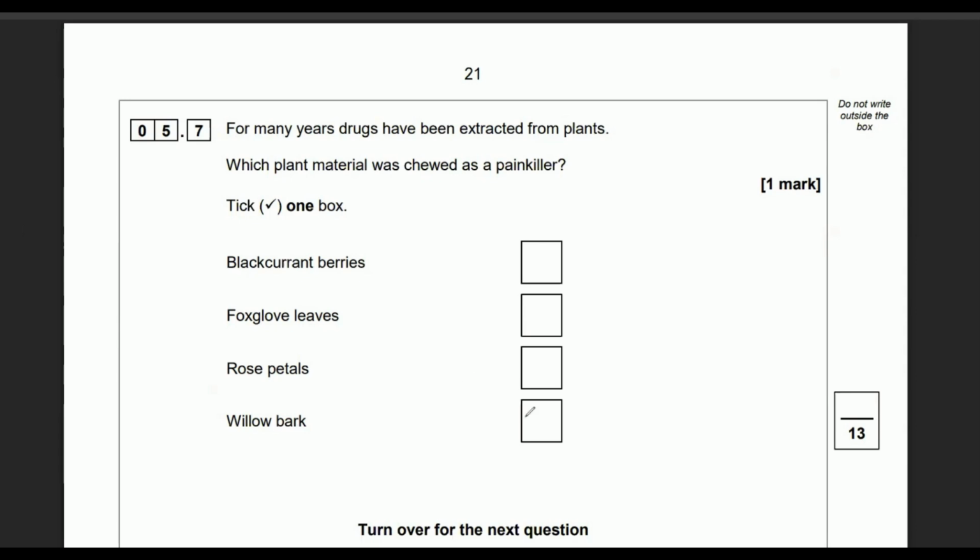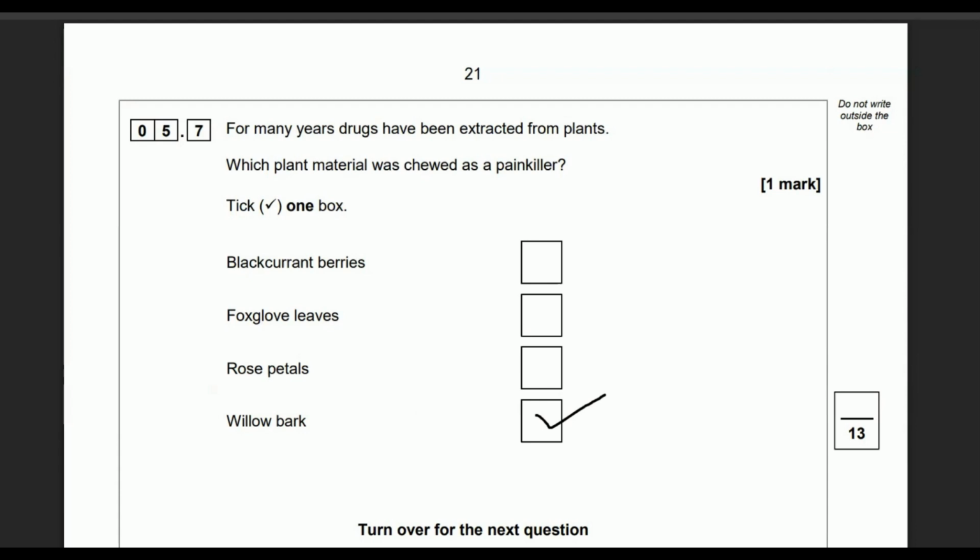So aspirin was first found in willow bark, the willow tree. So the bark of the willow tree was made into a tea in China thousands of years ago as a painkiller, and maybe for some other benefits. But yeah, that's where we got aspirin from, the willow bark. So there you go. Right, let's go on to question 6.